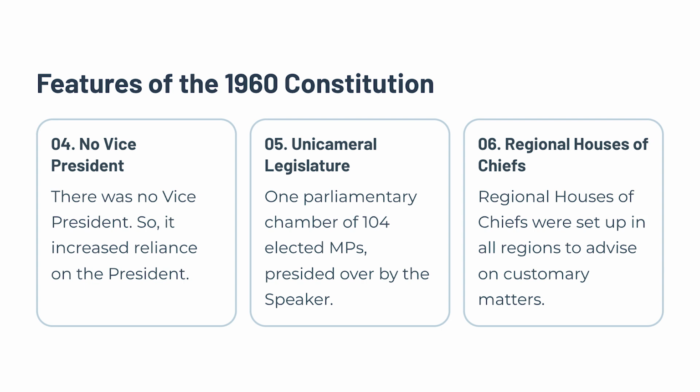4. No vice president. The constitution didn't allow for a vice president, which increased the country's reliance on the president alone. 5. Unicameral legislature. This is a system of parliament with a single chamber, presided over by the speaker. 6. Regional houses of chiefs. These were created in all regions to advise government on customary and traditional matters.